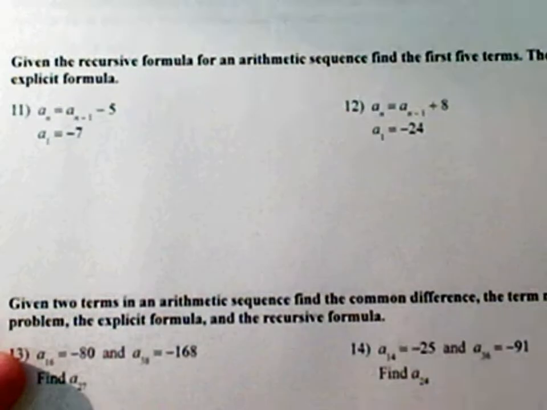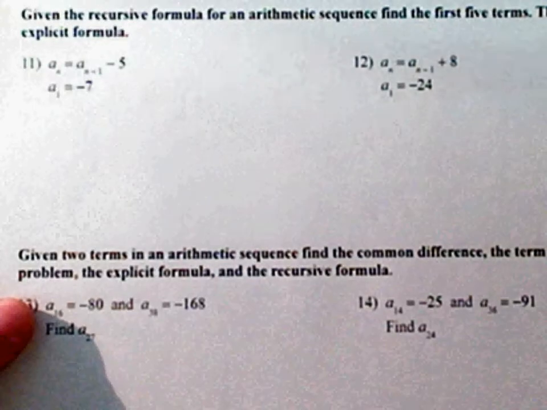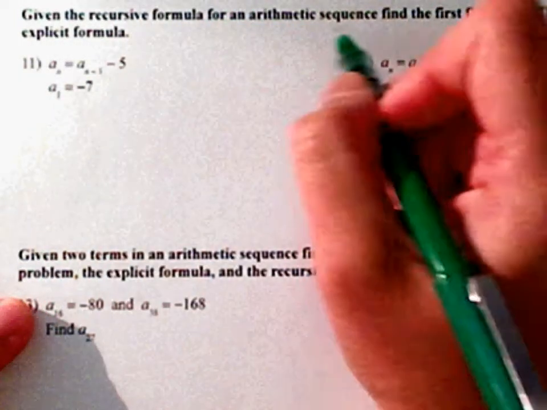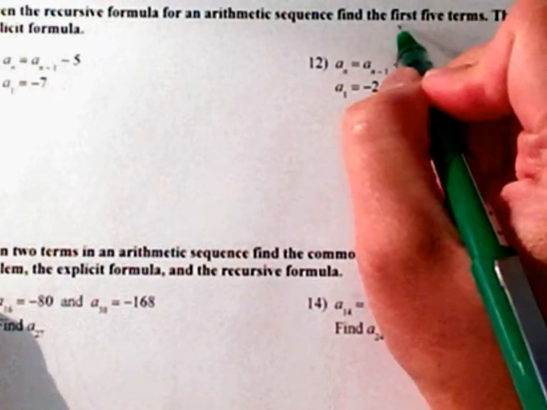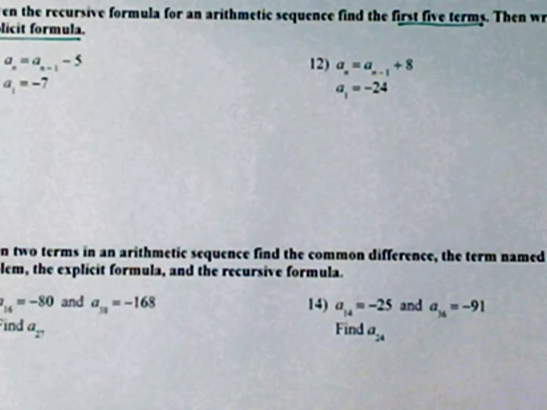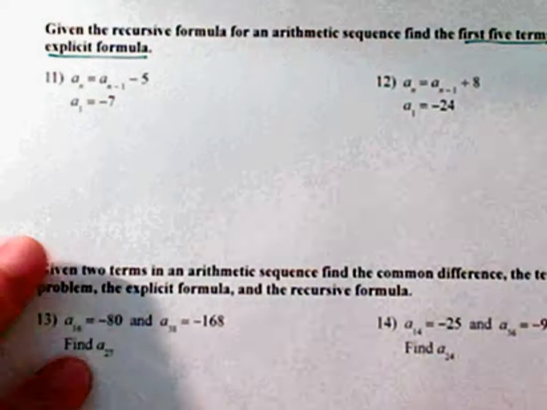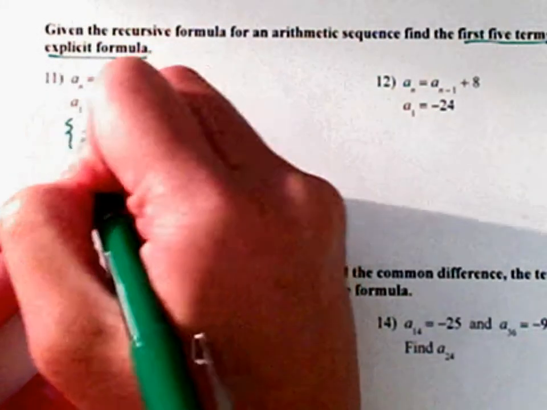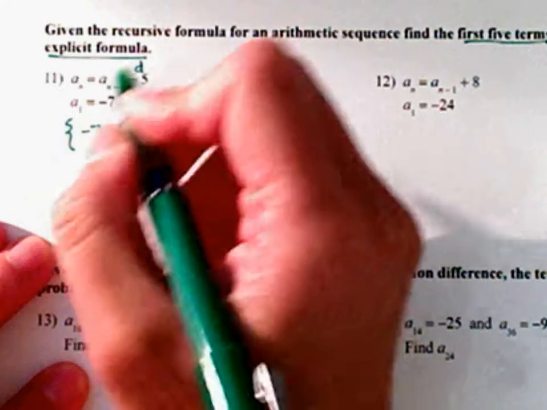Number 11, it says, given the recursive formula for arithmetic sequence, find the first 5 terms, and then write the explicit formula. So those are the things you're going to find. So let's go ahead and find the first 5 terms. So I start at -7. My D is -5.